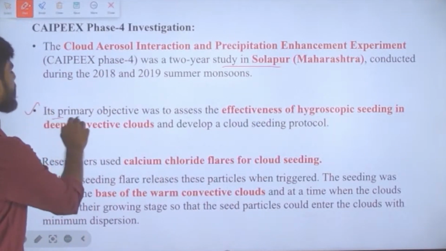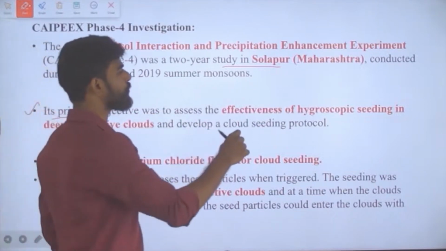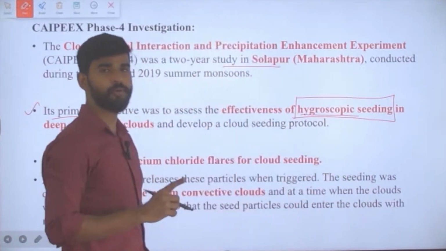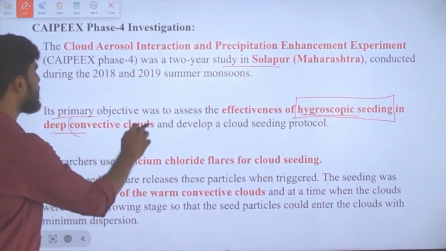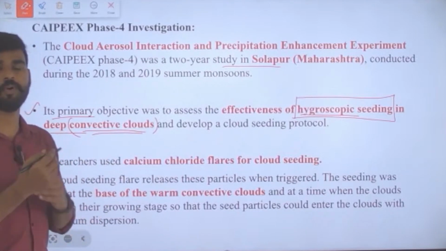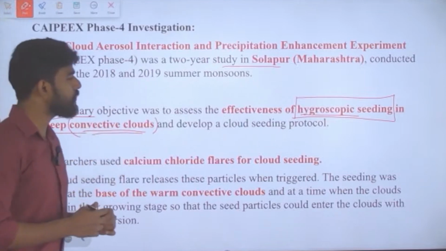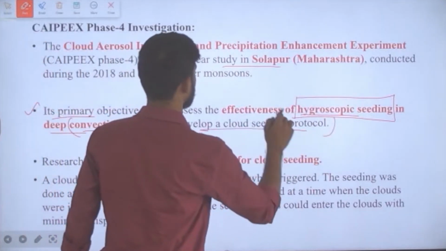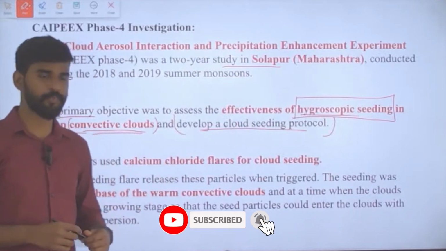Its primary objective is to assess the effectiveness of hygroscopic seeding. This is one type of cloud seeding, that is hygroscopic seeding. Details about it will be coming in the upcoming slides. It is also done in deep convective clouds. What are these convective clouds? That also we need to understand. What are the different types of convective clouds that we have, we will be knowing. And to develop a cloud seeding protocol was also the main objective of this particular experiment, that is CAIPEEX, to develop a cloud seeding protocol.